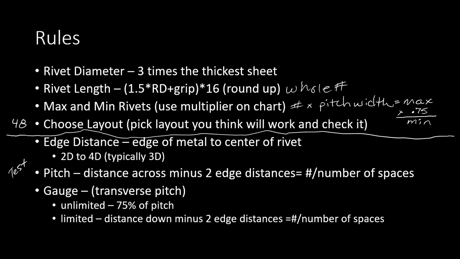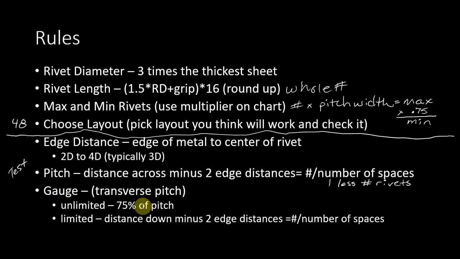Pitch is the distance across. So say it was like 8 inches, you'd put 8 minus 2 of the edge distances and you'll get a number. And then divide that number by the number of spaces that you have from your layout. Your number of spaces is going to be 1 less than the number of rivets going across. And you'll see as we do a practice one.